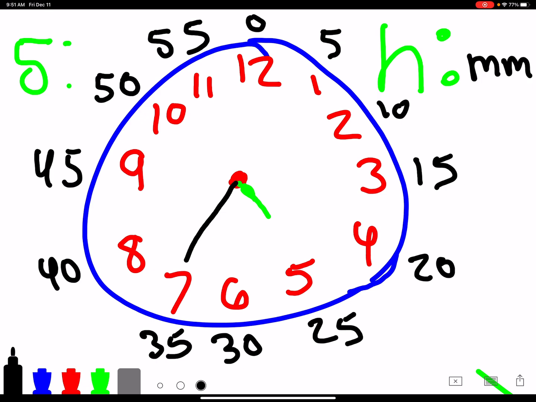But since we look at the longer hand for the minutes in the color black, how many minutes is it? 35. So according to this pretend clock, it is 5:35. Okay? So that's just a little warm-up activity on looking at the clock.